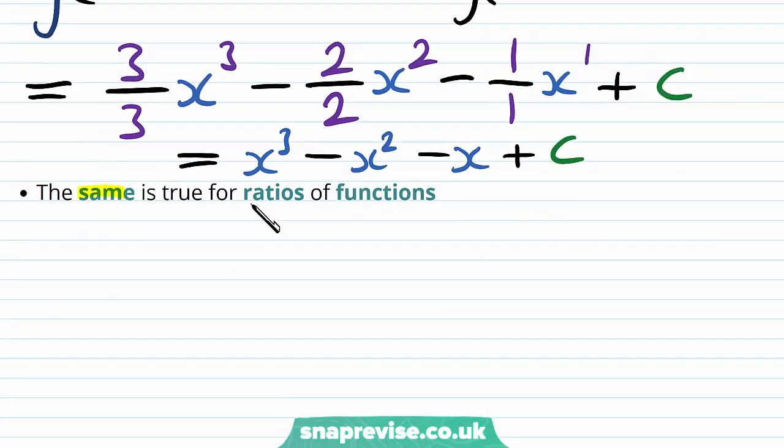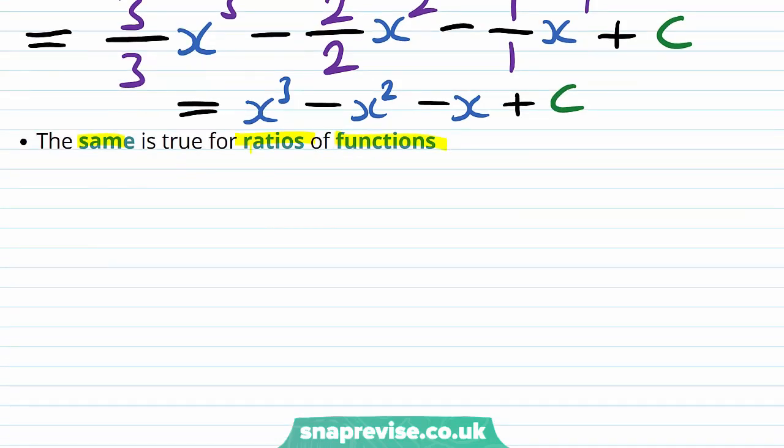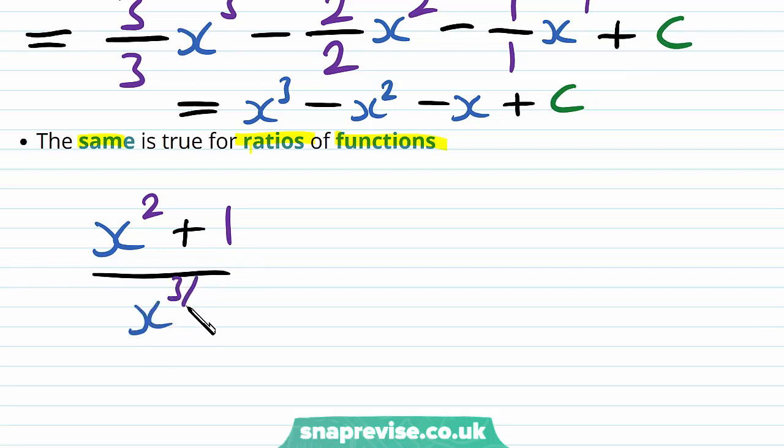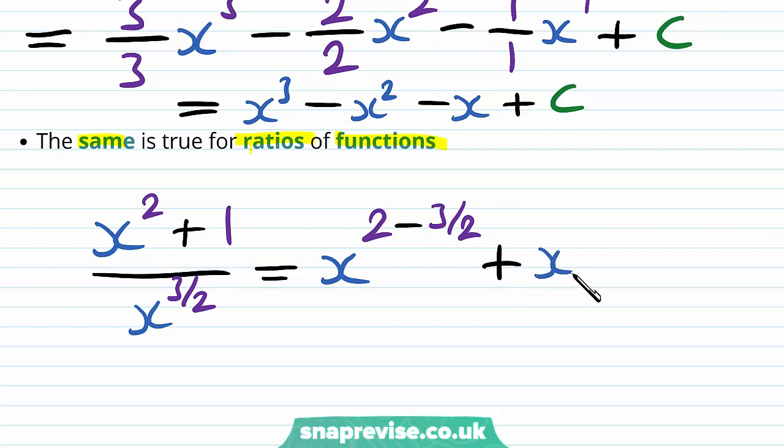The same is true for ratios of functions. Suppose that we want to integrate x squared plus 1 divided by x to the power of 3 over 2. In general, this would be quite hard to integrate in this form. What we do instead is apply our index rules, and for our first term, by taking the x to the power of 3 over 2 associated with our x squared, we get x to the power of 2 minus 3 over 2, that is our subtraction index rule, and then we add our x to the power of, well, 0 for the 1 minus 3 over 2.